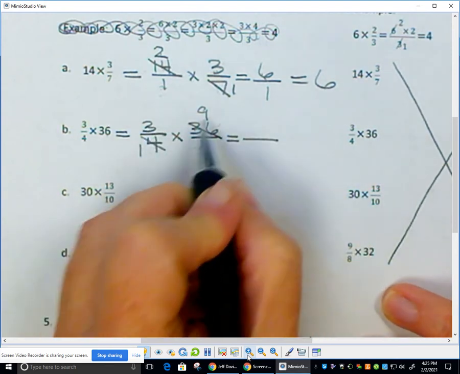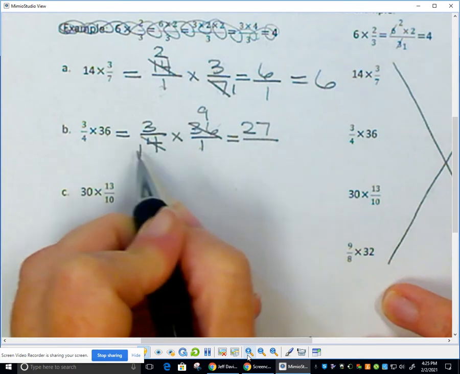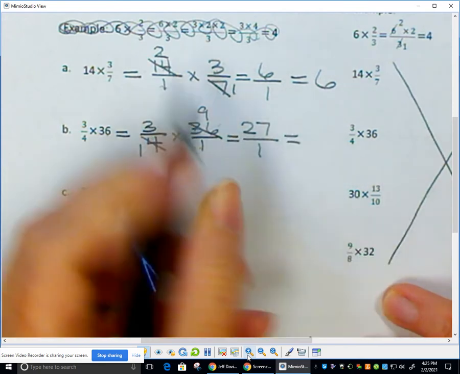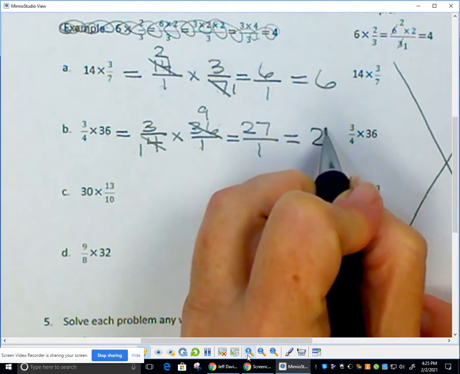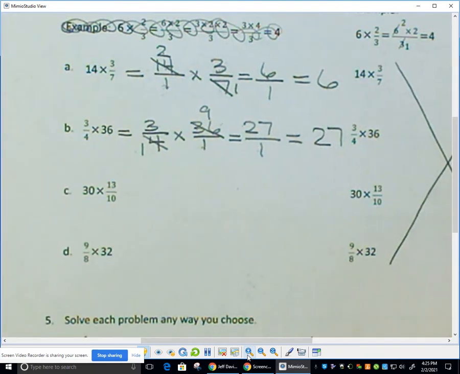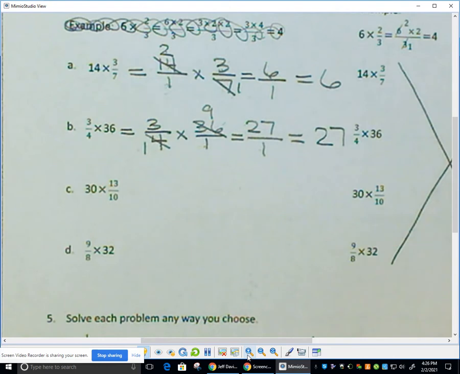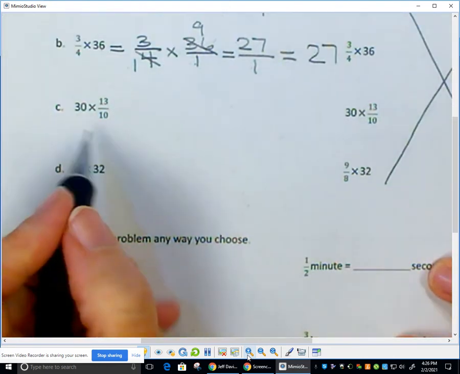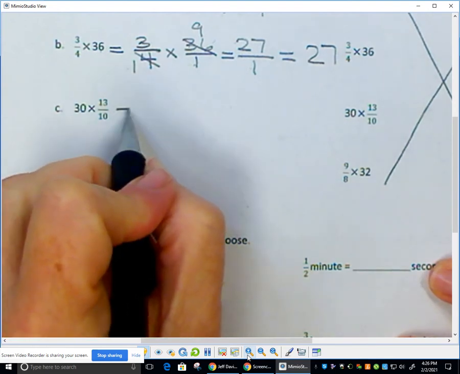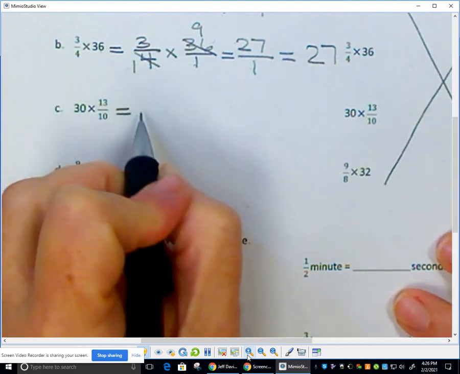Equals 3 times 9 is 27. 1 times 1 is 1. So 27 divided by 1 equals 27. Definitely a lot friendlier to work with. All right, let's look at C. If I get too fast, just pause it.